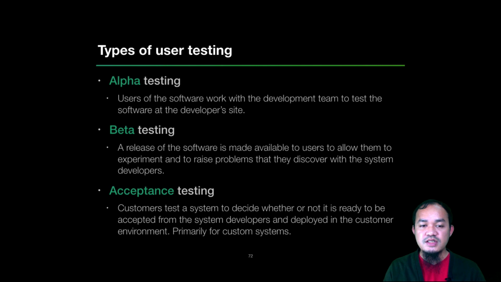Acceptance test is the customer testing a system to decide whether or not it's ready to be accepted from the system developer and deployed in the customer environment, primarily for customer systems. This acceptance test is the essential part of the testing, because the customer will make the decision whether to accept or reject it. Okay, in user testing, we have three: the alpha, beta, and acceptance test.